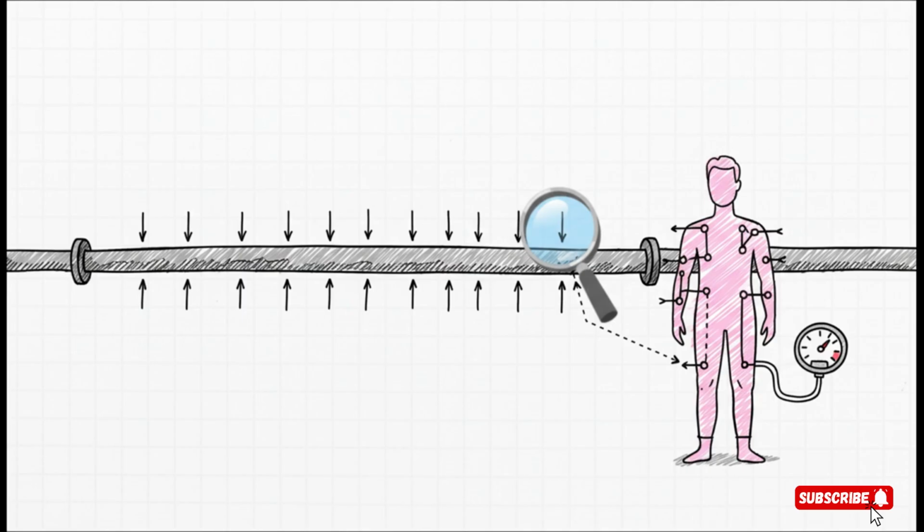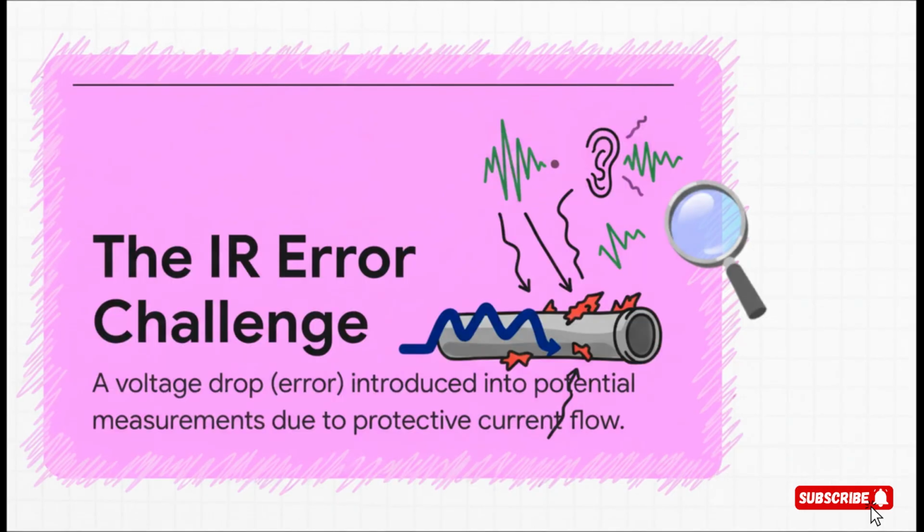Think about it like this. It's the difference between taking someone's blood pressure on just their arm versus taking it all the way up and down their entire body. You get this incredibly detailed profile, which means you're not going to miss those small, localized problems.